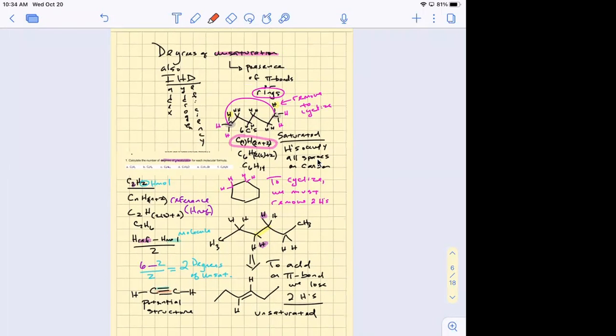You can't make a ring unless you have at least 3 carbons. And the fact that you got 2 degrees of unsaturation means you need either 2 rings, or 1 ring and 1 double bond, or 2 double bonds. Or not double bond, let me say 2 pi bonds. So the only thing that'll match and allow us to stay with that molecular formula is the alkyne I have on the bottom.